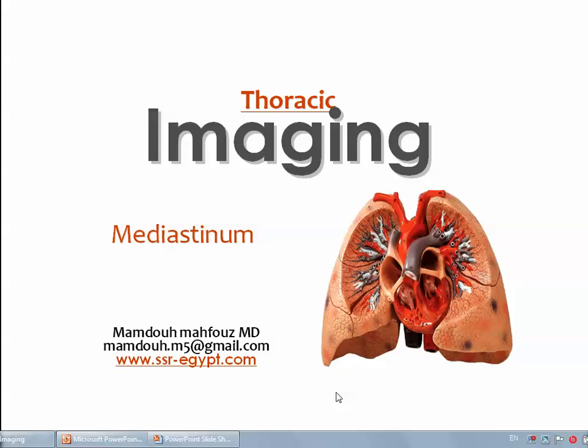Dear colleagues, now we are going to discuss one of the most important topics in thoracic imaging, which is the imaging of the mediastinum. Actually, there are three major topics, in my opinion, in the sector of chest imaging. The first one is diffuse lung disease. We have finished it. The second one is imaging of the mediastinum, and the third one is imaging of the pleura and the chest wall.